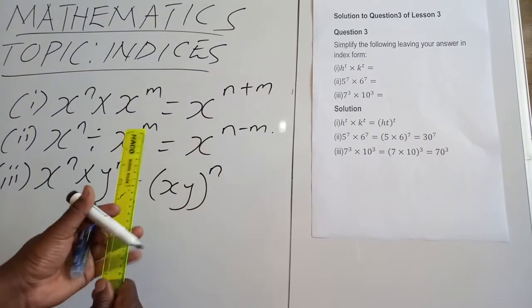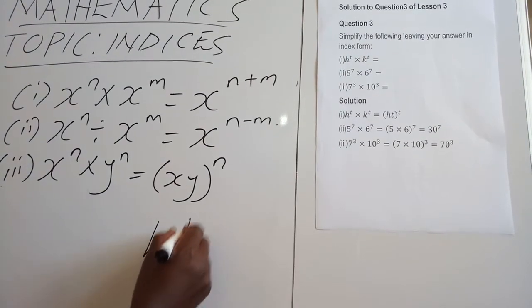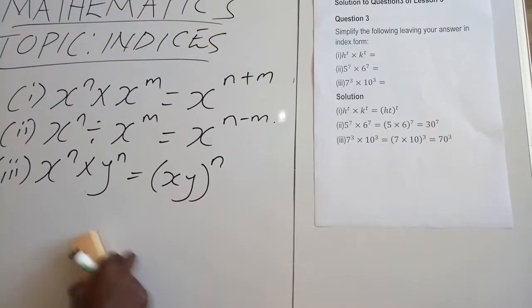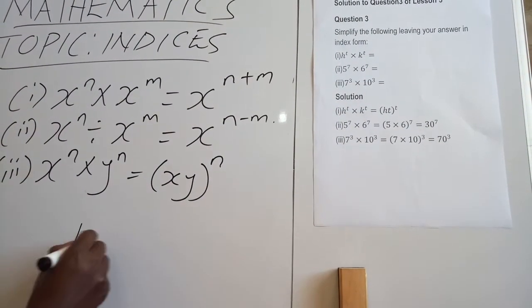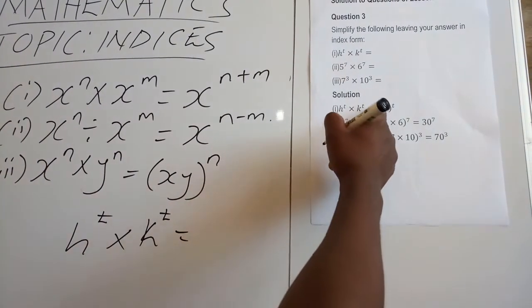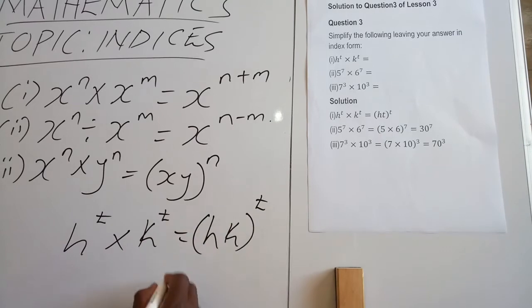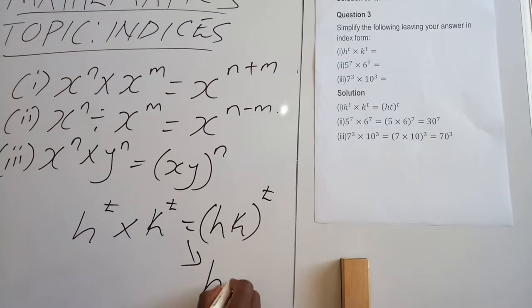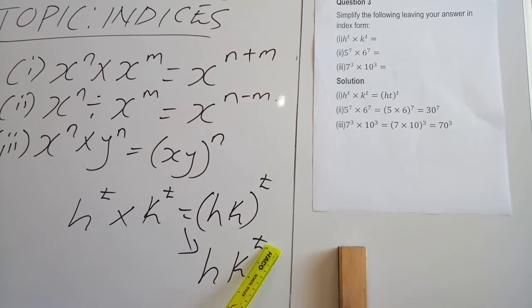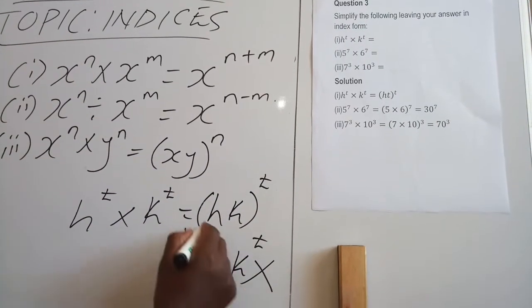Now remember, why do I have to put it in brackets? The moment you give your answer as ht, there's actually a mistake there, it should have been hk. So h power t times k power t. The outcome is not as shown there. It's supposed to be hk raised to power t. So you don't show the answer like this. This will be wrong, because this will imply only k is affected by the power t, and yet both have been affected. So this is not correct, but that is correct.